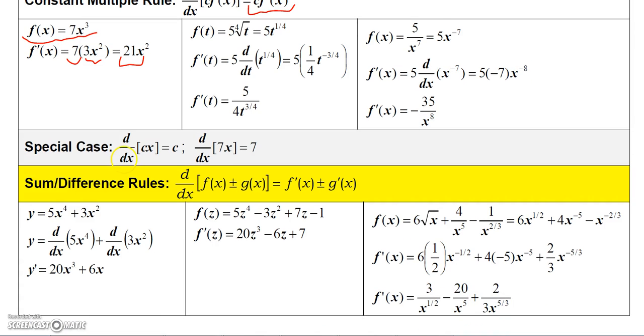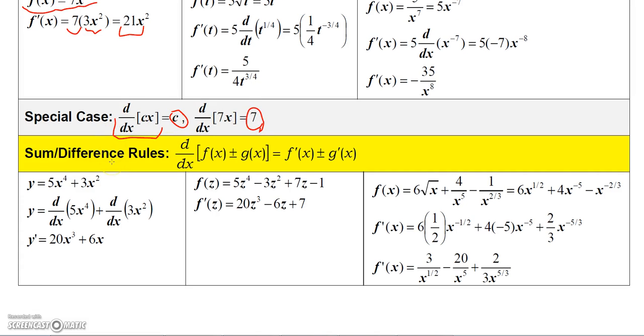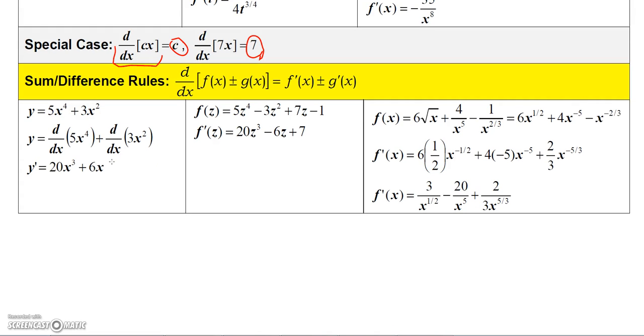Now, a special case of this constant multiple rule is that if you take the derivative of a constant times x with respect to x, then that result is just going to be the constant. So if you want to take the derivative of 7x with respect to x, you're just going to get 7. That's a direct consequence of the constant multiple rule.